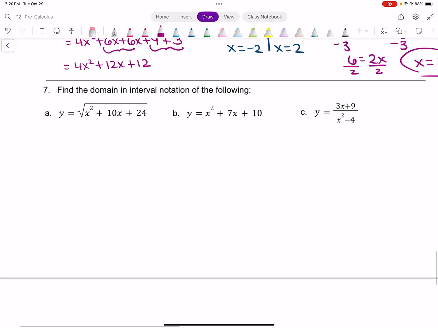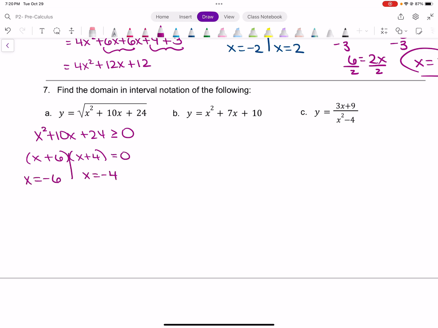Number 7, find the domain in interval notation of the following. So for A, remember a radical, you are taking the inside and we say it has to be greater than or equal to 0. So solving, x plus 6, x plus 4, which gets me -6 and -4. On the number line, -6 should be on the left, -4 on the right. We are allowed to equal these.